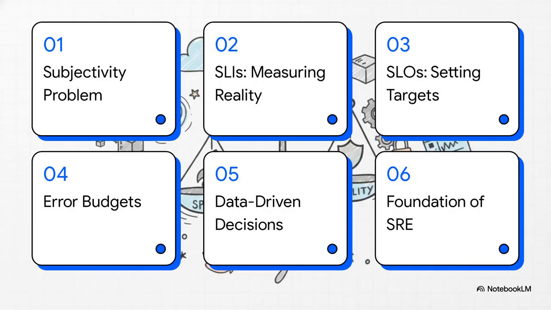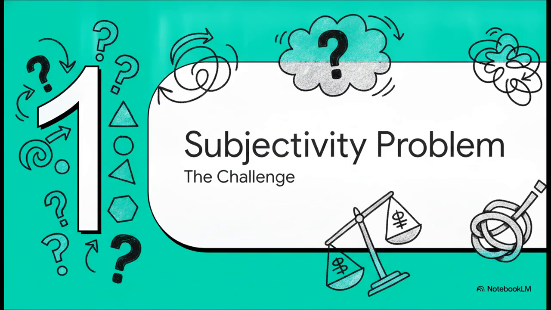Well, here is our roadmap for today to figure that out. First, we'll look at the subjectivity problem. Then, SLIs, measuring the reality. Next up, SLOs, setting reliability targets. After that, error budgets, funding innovation. Then we'll cover data-driven engineering decisions, and finally, wrap up with the foundation of SRE. Let's dive right in. All right, kicking things off with part 1, the subjectivity problem.